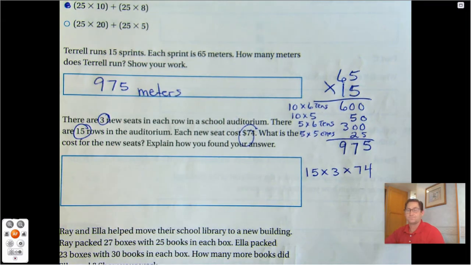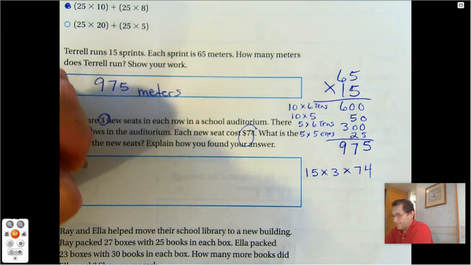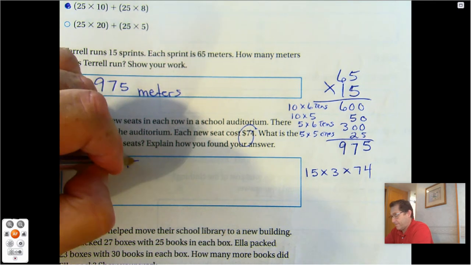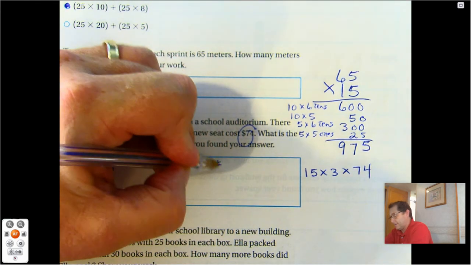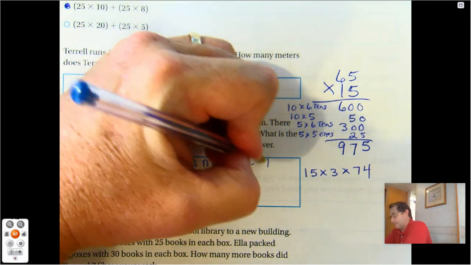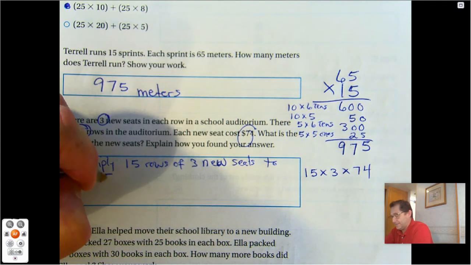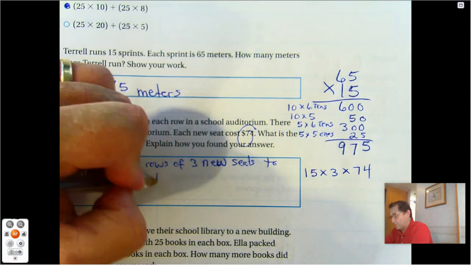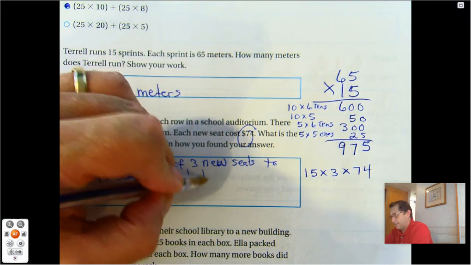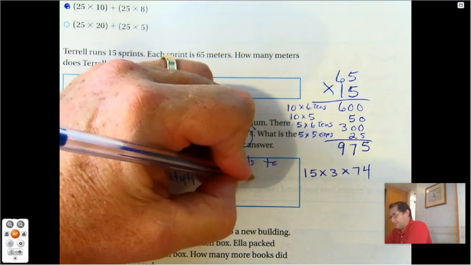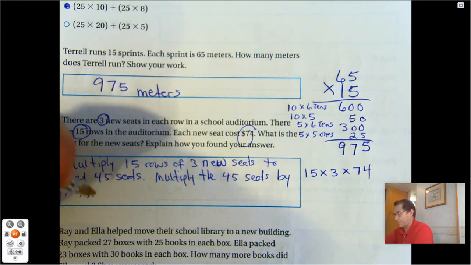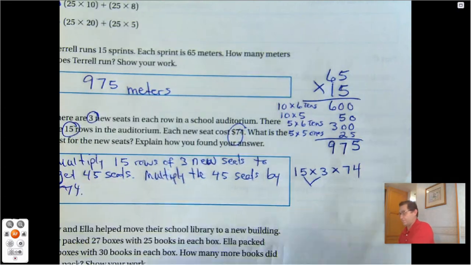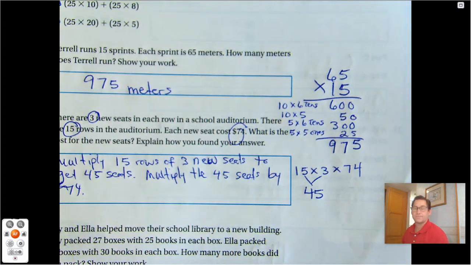So multiply 15 rows of 3 new seats to get 45 seats. Multiply the 45 seats by $74. So 3 times 15 is 45. Okay, 15, 30, 45. If you get stuck, you can always multiply.